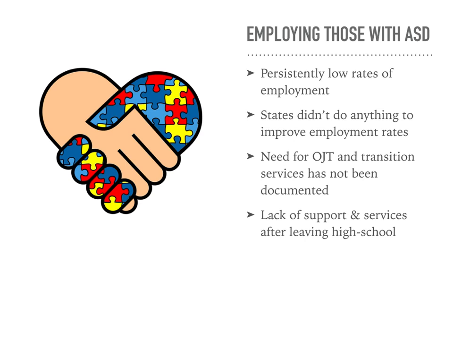This means that the states are not putting forth much effort towards the need for vocational rehabilitation and employment of those with ASD. Additionally, the need for on the job training by a quality trained specialist has not been documented, nor is it uniform from state to state. States have also not done anything to ensure that families have continued support as a student transitions into adulthood and work life.